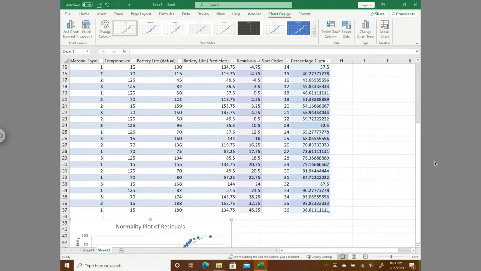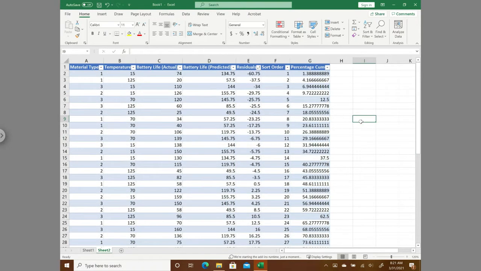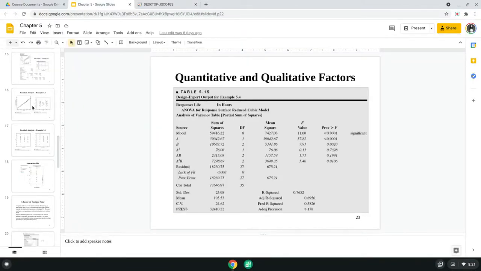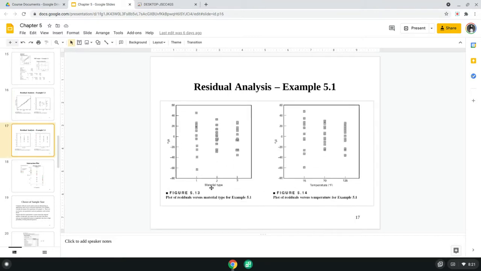Now let's check the assumption of constant variance. So we have to make a few plots, and some of the plots I will show you here. We just checked this plot here, the normality of residuals. Now another plot we can do is residuals versus predicted, then residuals versus material type, residuals versus temperature.